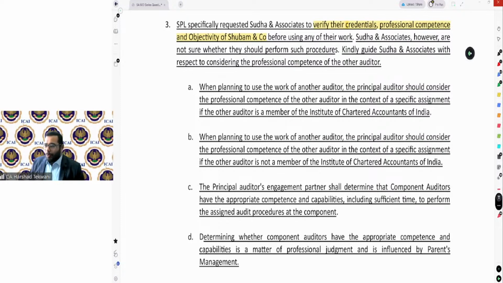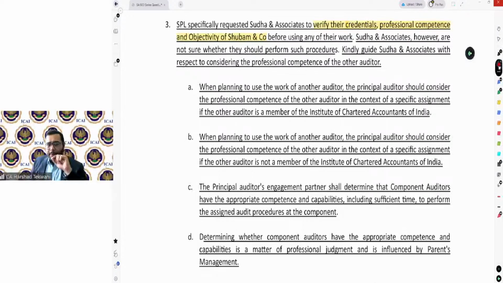Okay, so I have received a lot of answers. Now let's see which answer is correct. So let's talk about understanding the requirement. Here the SPL required Sudha and Company to verify credentials, professional competency, and objectivity of Shubham and Company.